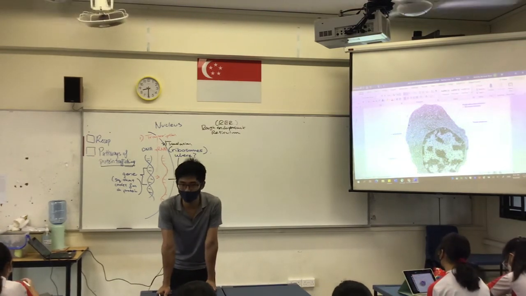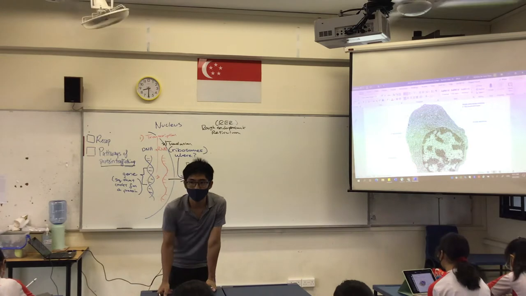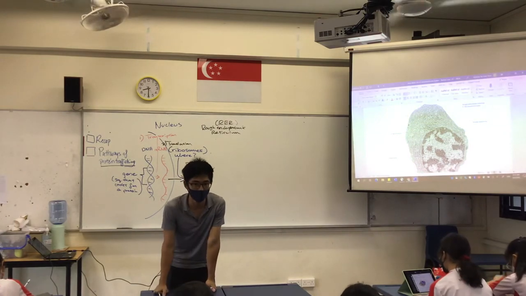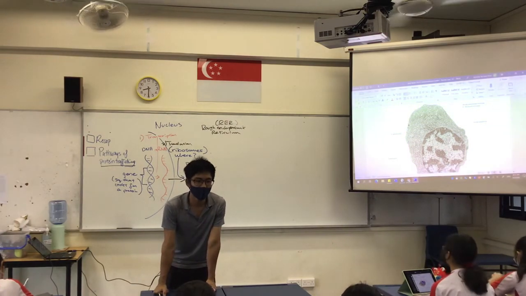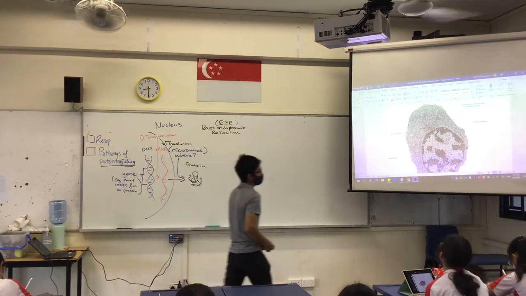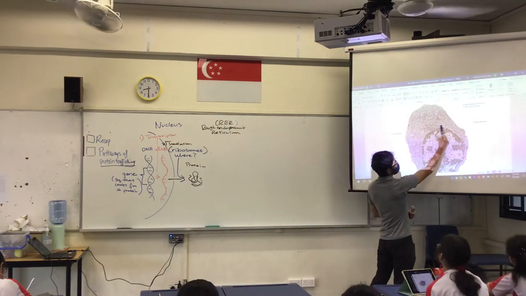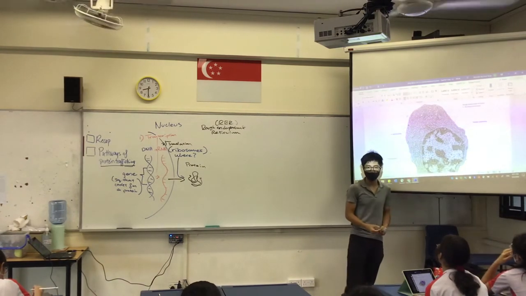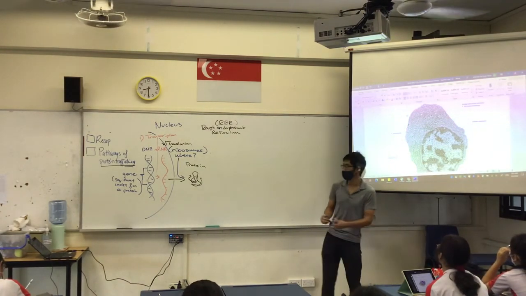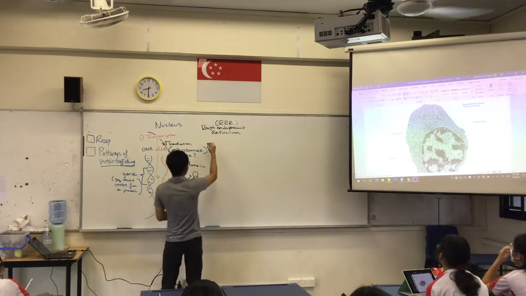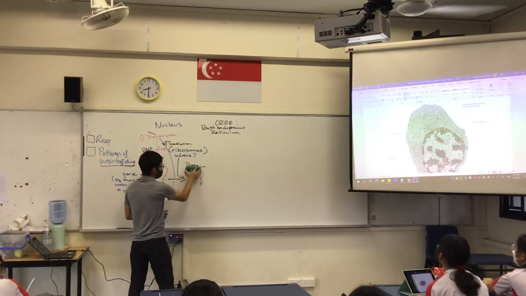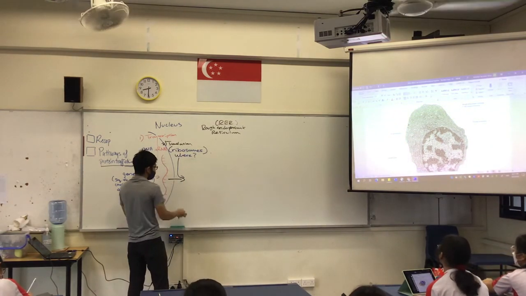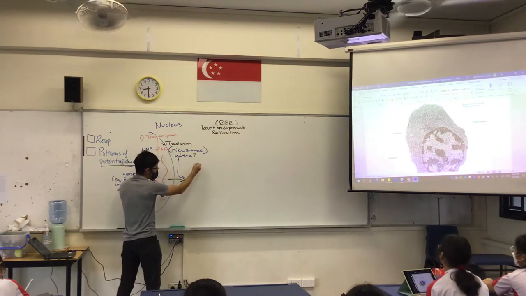The rough endoplasmic reticulum, that's the most common place you find ribosomes. We've just mentioned the rough endoplasmic reticulum. All these sacs over here, these layers, that's where you can find ribosomes. That's the first one. Must take note of where you can find ribosomes. Number one, you can find them on the RER. Okay, so now I'm going to draw in the RER. Here's the RER.